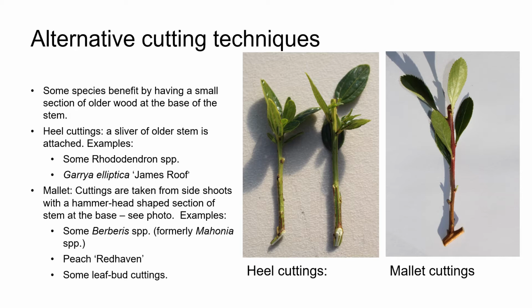That heel that's pulled away from the main stem should be trimmed back with a sharp knife or clippers so that there's a nice clean straight edge, and then the cuttings are ready to stick. Mallet cuttings are also taken from side shoots and have a hammerhead-shaped section of the older stem at the base, as shown in the photo on the right here. This can also be a useful technique with leaf bud cuttings, which we'll talk about in the next module.